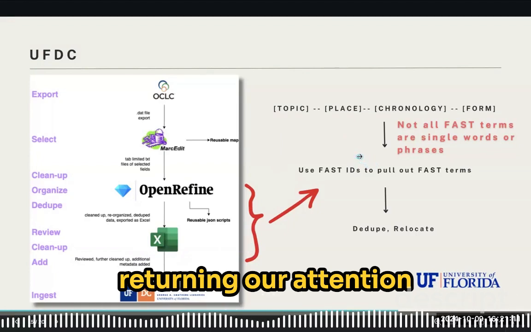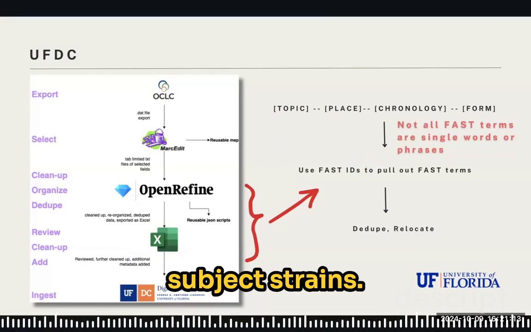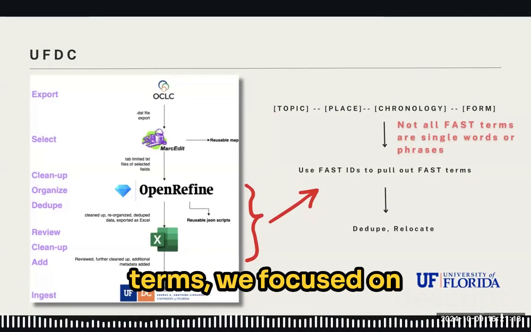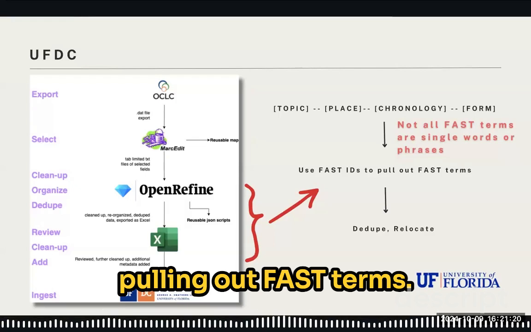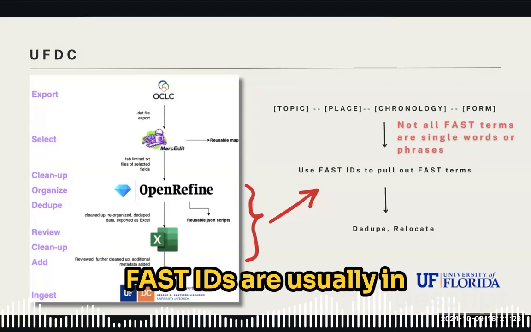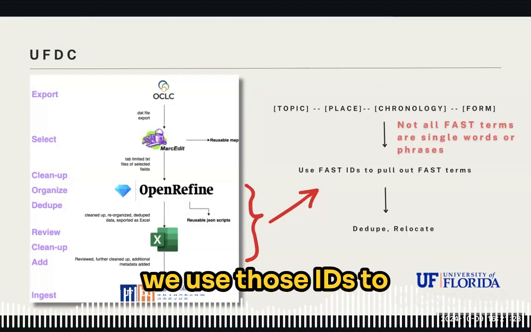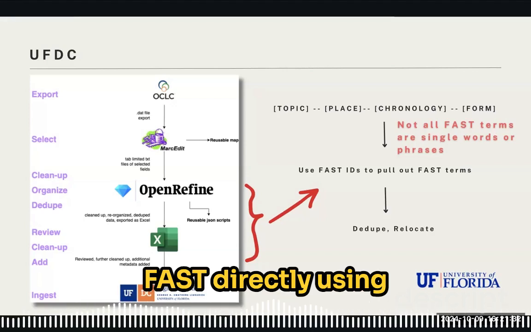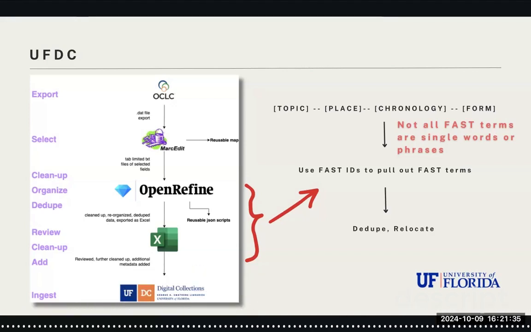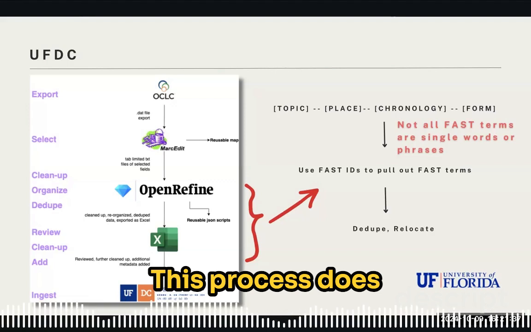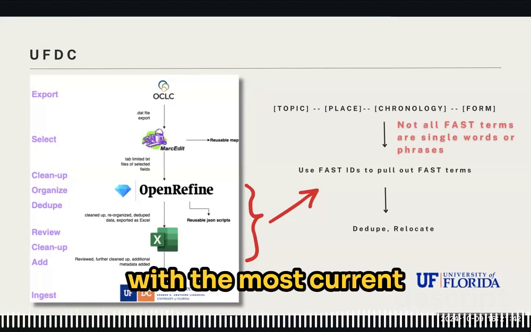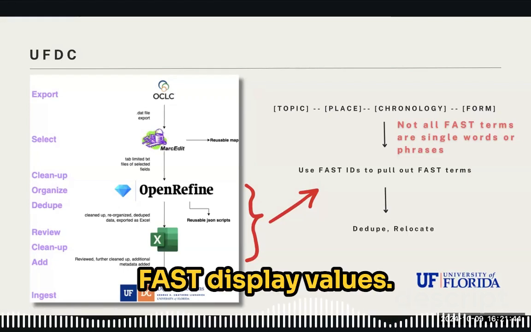Returning our attention to pre-coordinated subject strings. Instead of blindly dividing the long strings into individual terms, we focused on pulling out FAST terms. FAST IDs are usually in the OCLC records. And we use those IDs to pull out the terms from FAST directly using OpenRefine functions. This process does not only give us individual terms, but also updates the data with the most current FAST display values.